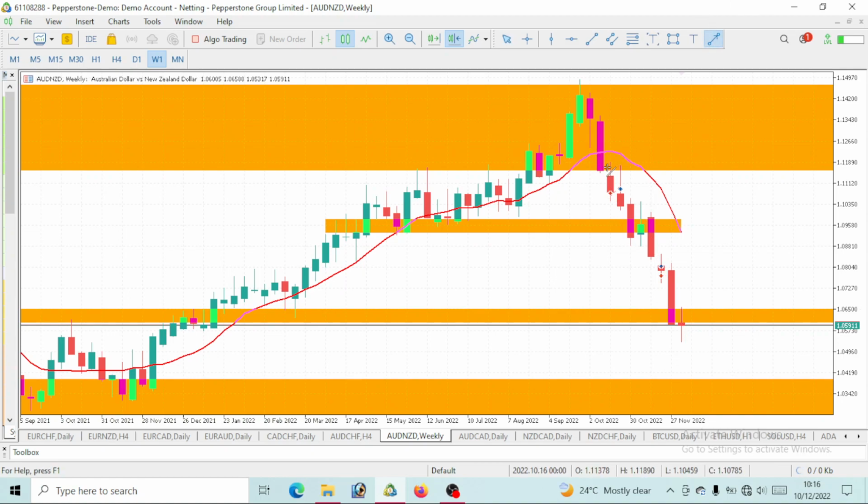So AUD New Zealand dollar still speculates a bearish move, and you can also see this AUD New Zealand dollar price is still below our 10-period moving average. This price is still trading below our 10-period moving average. That is to tell you that this AUD to New Zealand dollar is still bearish.